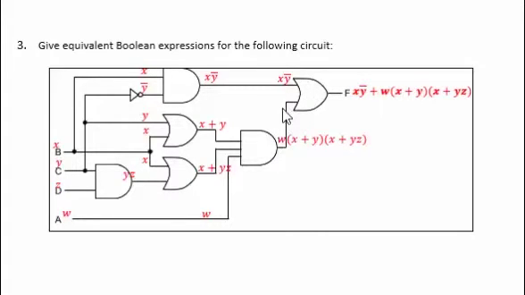And then that routes up here to this symbol. And when you put those together, again, that means you're going to add them. You're going to have X, Y complement plus W, parentheses X plus Y end parentheses, and then parentheses X plus YZ end parentheses.